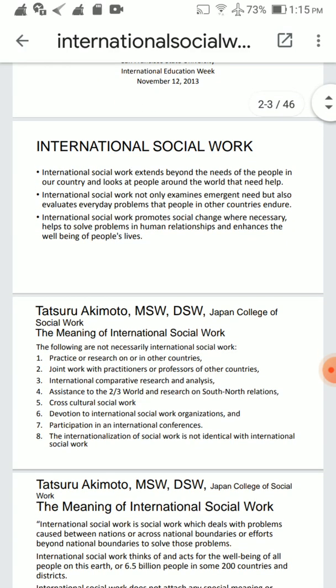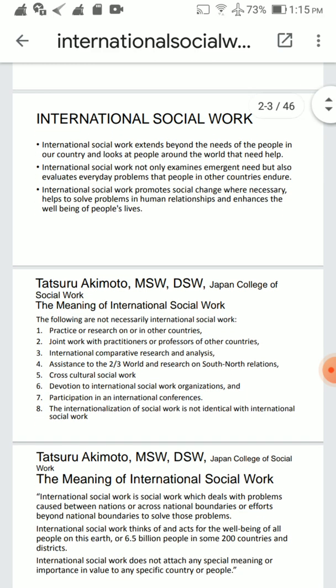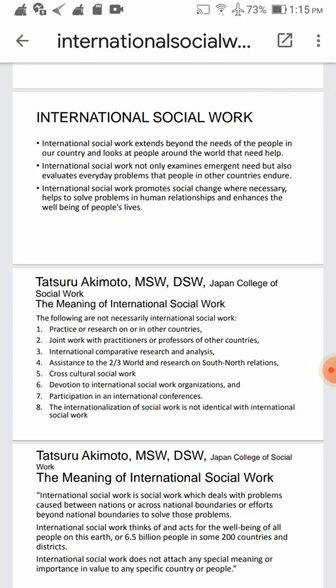Today we will discuss the first topic of our midterm period, which is international social work. As we all know, one of the fields of social work is international. International social work extends beyond the needs of the people in our country and looks at people around the world who need help. It not only examines emergent needs but also evaluates everyday problems that people in other countries endure.